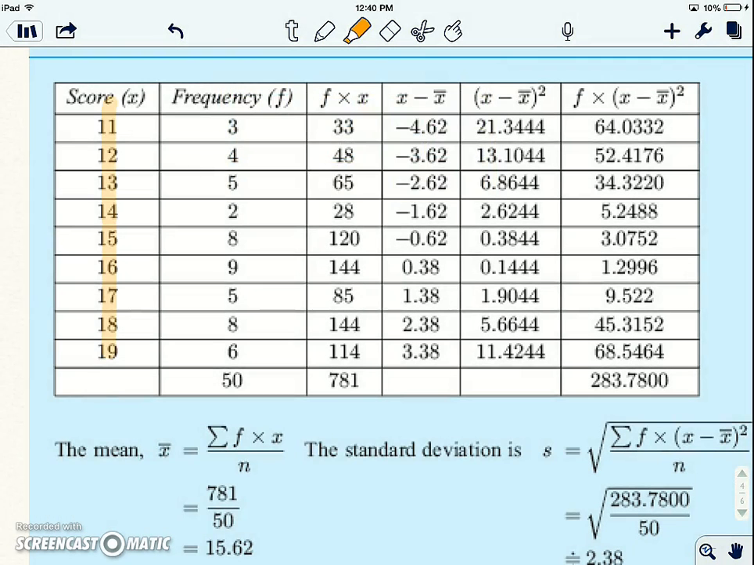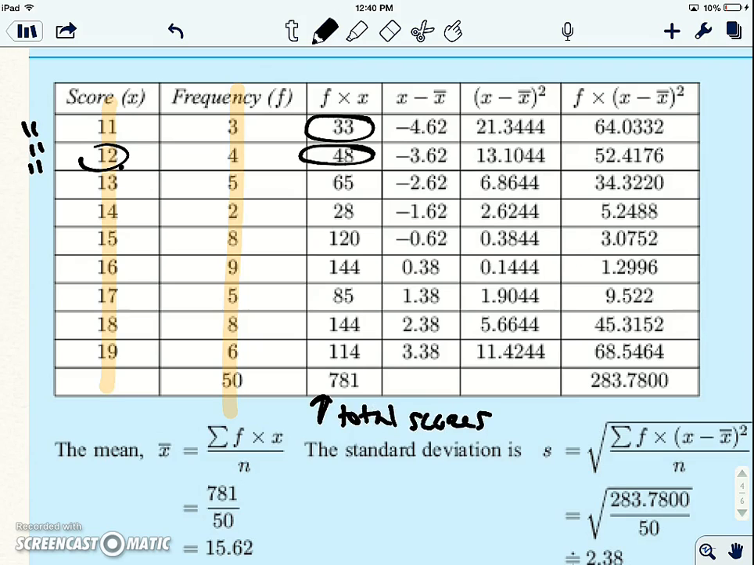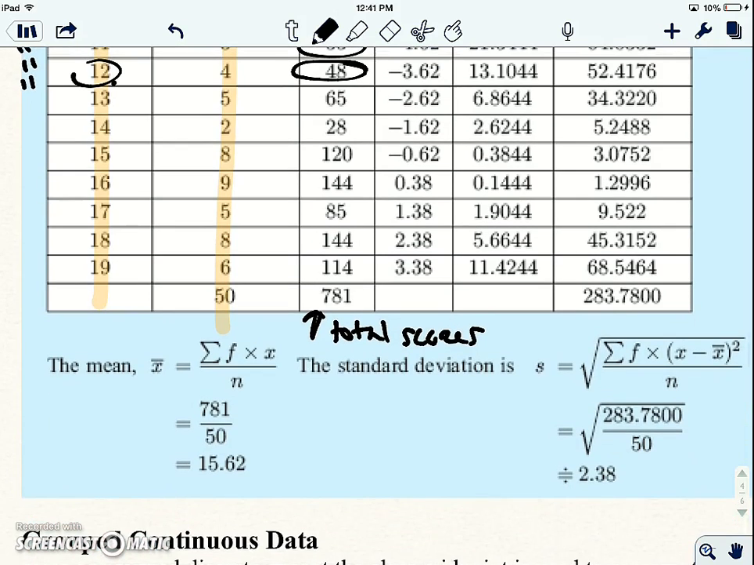is they take every score and times it by the frequency, right? Because basically we have 11, 11, 11, 12 4 times, and if we times it, we're saying this is 11 3 times, we have 33 points. 12 4 times, we have 48 points. Add them all up, and this is the sum or the total of all the scores. So before you find standard deviation, you have to have the mean. So they take the total and divide it by the number of scores and get 15.62.